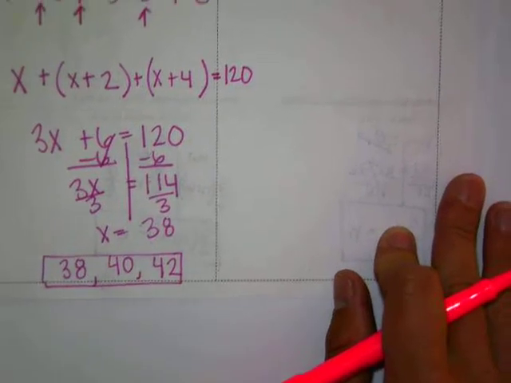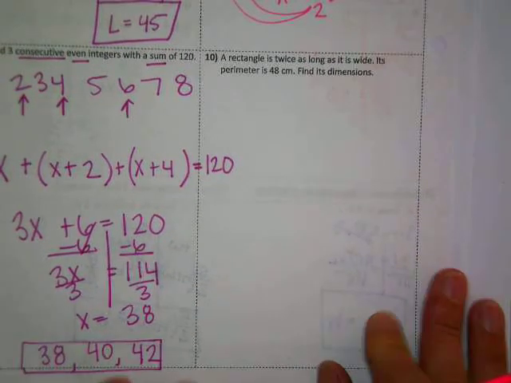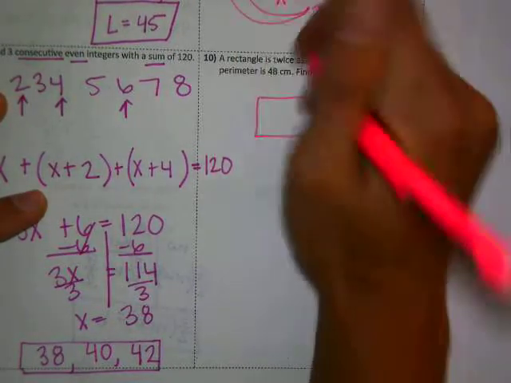All right, try the next one on your own. It's really similar to number 7. It's similar to the dog run problem. Try it on your own.